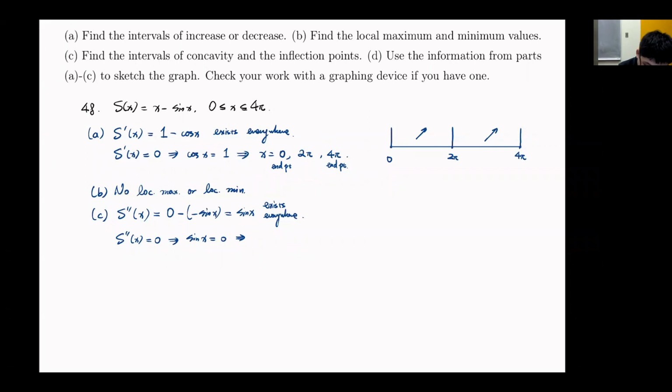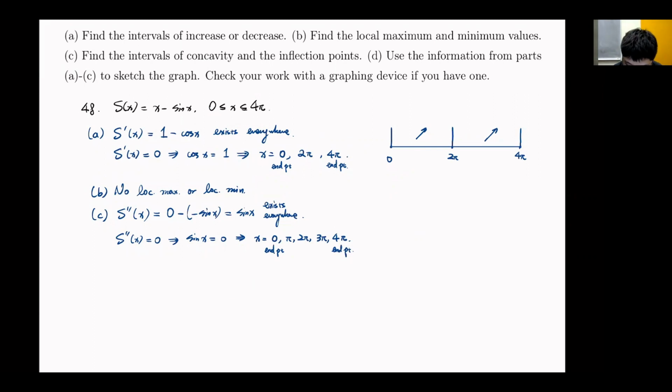Okay, so you should be familiar enough with the general solution to sine of x equals 0. So what you should get is x equals k pi, but we are only interested in those numbers sitting between 0 and 4 pi. So that way you will get x equals 0, pi, 2 pi, 3 pi, and 4 pi. So those are the critical numbers you obtain from the second derivative. And notice that 0 and 4 pi are endpoints. So that's why we do not need to worry about them.